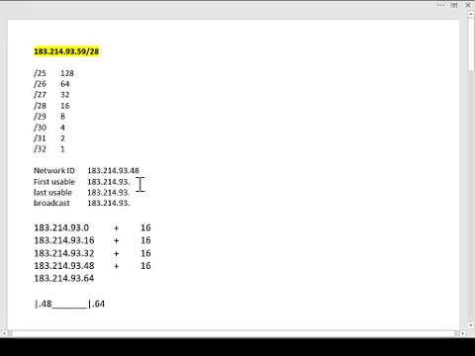The first usable has to be one higher than the network ID, which is 49. Go down to the broadcast. Broadcast has to be one less than the next network ID. That's why I write both those numbers there to help you. And that's 63, because 64 minus 1 is 63. And the last usable has to be one less than the broadcast. So we have network IDs even, broadcast is odd. We have 16 IP addresses, only 14 are usable.